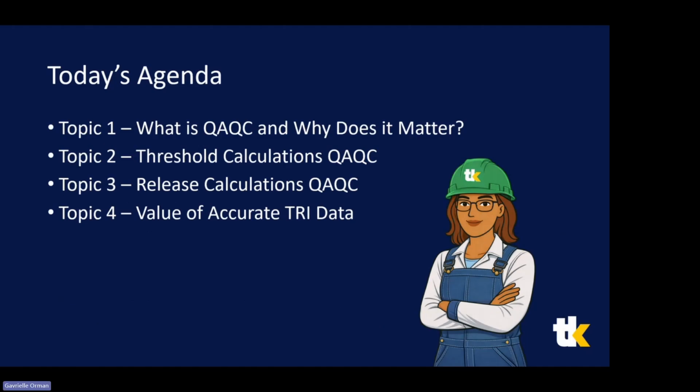But today we're here to talk about quality assurance and quality control with our TRI data. We're going to start by just generally talking about QAQC processes and why it matters. Then we'll look at our threshold calculation portion of TRI and some spots where we can incorporate QAQC. We'll look at the release calculations and do the same thing. And then we will close by talking about the value of accurate TRI data and how this can help you at your company.